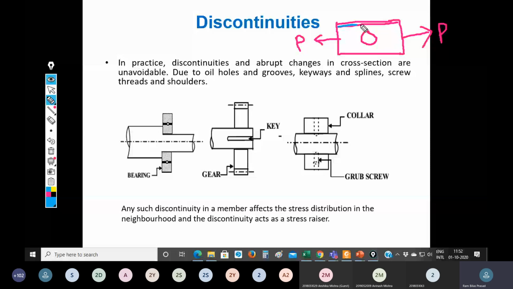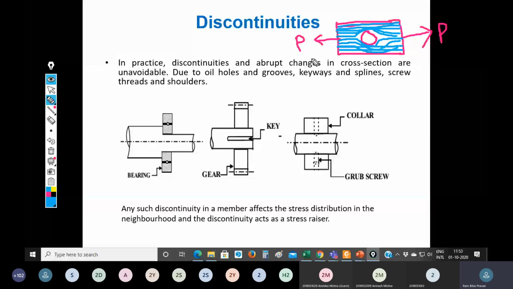Let me use a different color. This is the flow of stress, right? You can imagine it like a fluid. Fluid is flowing, and in the same manner the stresses are also flowing. So what will happen from here? The stresses which are flowing from here will bend. In the same manner, it will bend here also, right?